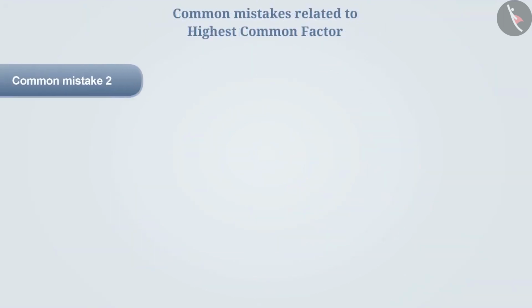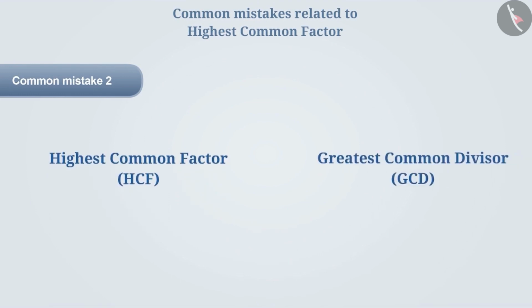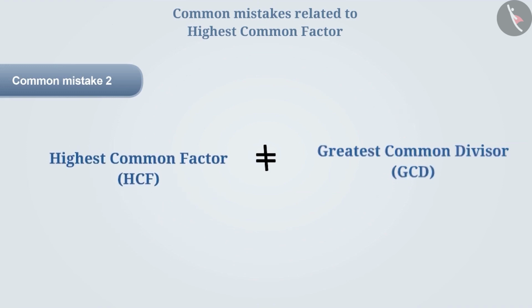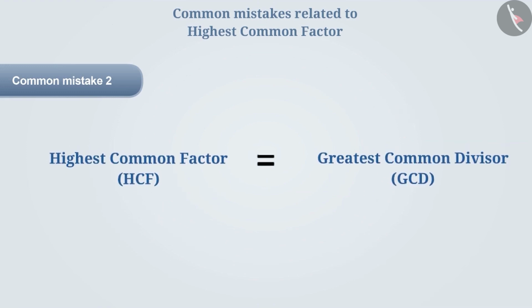Common mistake 2. Sometimes students think that highest common factor and greatest common divisor, also called GCD, are two different concepts. So when asked to find the greatest common divisor, they get confused. It is very important to understand that the highest common factor and the greatest common divisor are both the same. We can say they only differ by name.